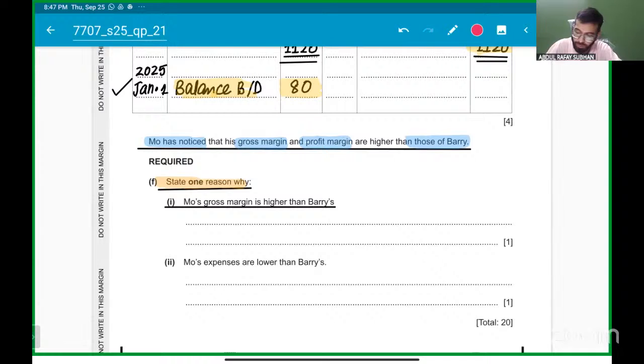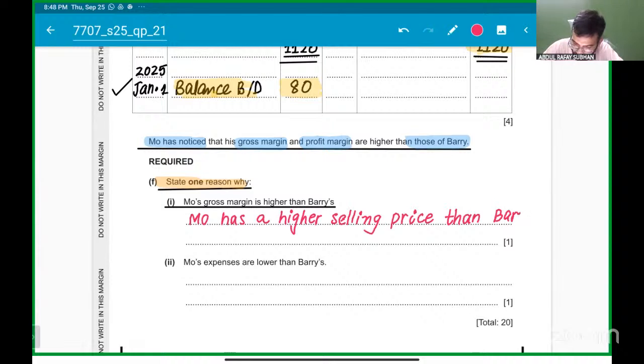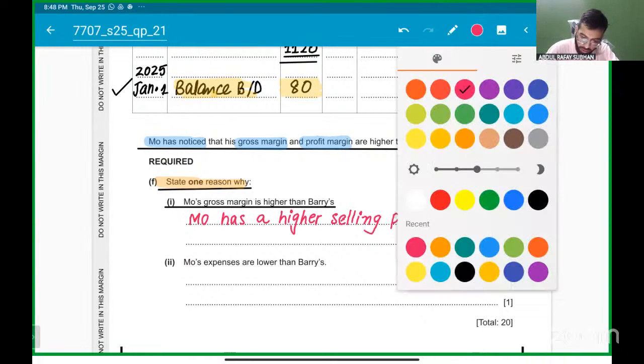Okay, someone's business might be charging a higher selling price. Mo's business might charge a higher selling price. Mo has a higher selling price than Body. That is one reason Mo has a higher selling price than Body. एक ये reason हो सकता है कि आपकी selling price ही ज्यादा हो तभी आप ज्यादा margin, ज्यादा revenue, ज्यादा gross profit earn कर पा रहे हो.